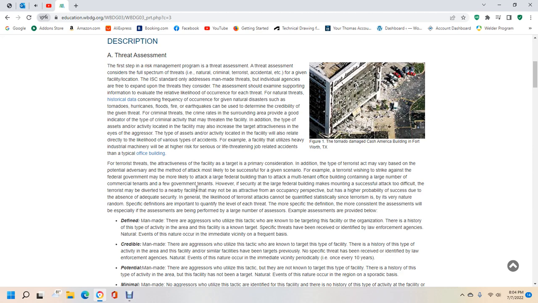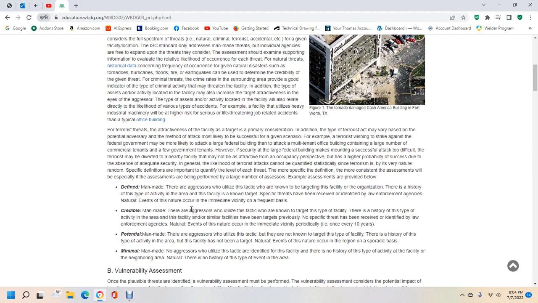And since terrorism is, by its very nature, random, specific definitions are important to quantify the level of each threat. The more specific the definition, the more consistent the assessment will be, especially for assessments being performed by a large number of assessors. For example, the definitions are provided below.